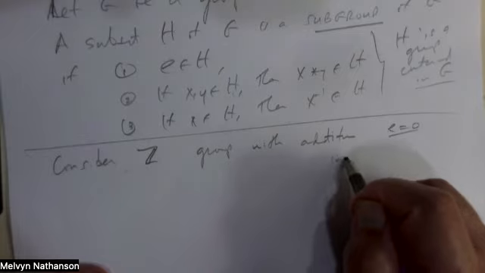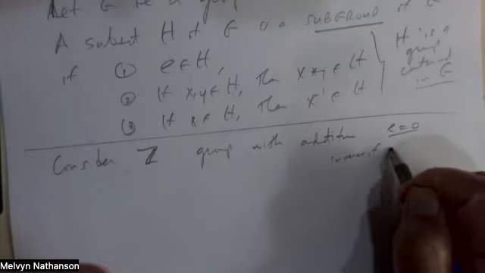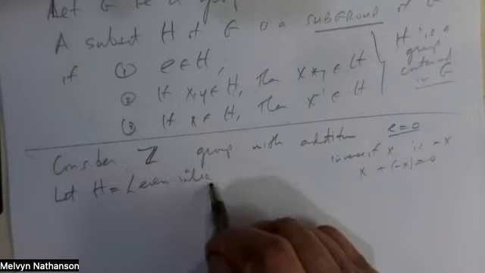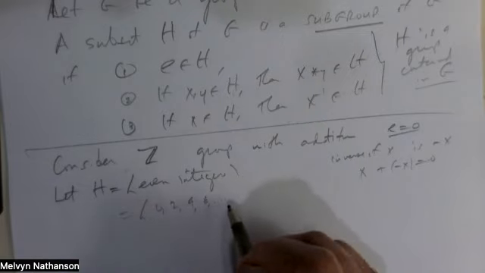The inverse of x is -x, because x plus minus x is x minus x, which is 0. Okay. Suppose I let H be the set of even integers. So 0, 2, 4, 6, -2, -4, -6, and just all the even integers, positive, negative, 0 is even. Any number divisible by 2. This is a subgroup.